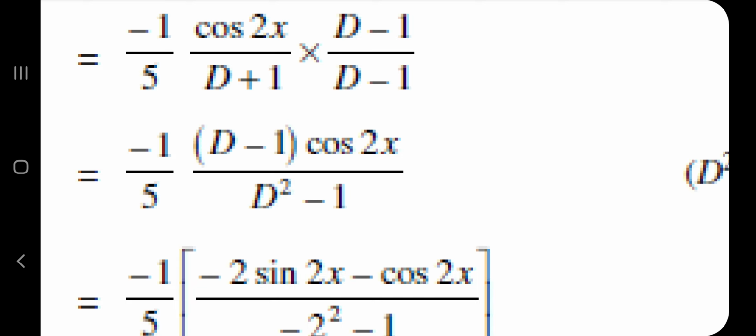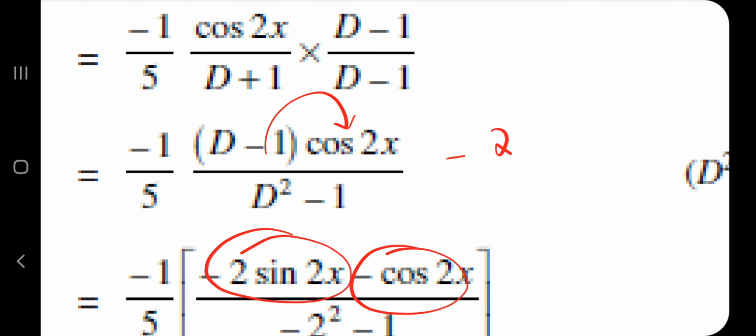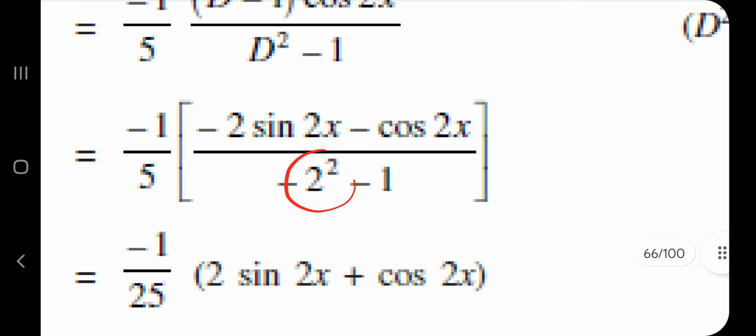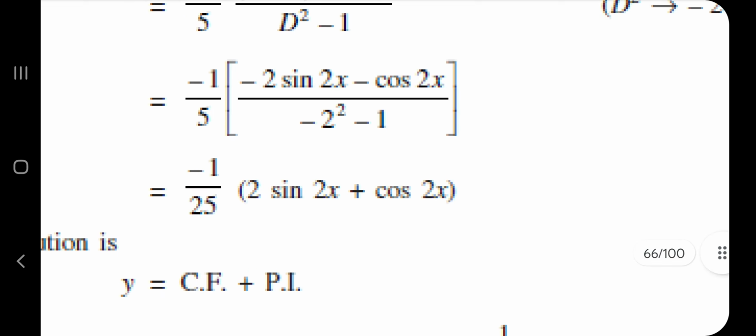What is the differentiation of cos 2x? It is, I guess, minus 2 sin 2x, right? Yes, minus 2 sin 2x, and just minus cos 2x will be written here. So that's all. Minus 4 is here, minus 1, so it will be minus 5. Minus 5 into 5 is minus 25. So it will be written here, and the minus is taken from here as well. So this is the simplified version.